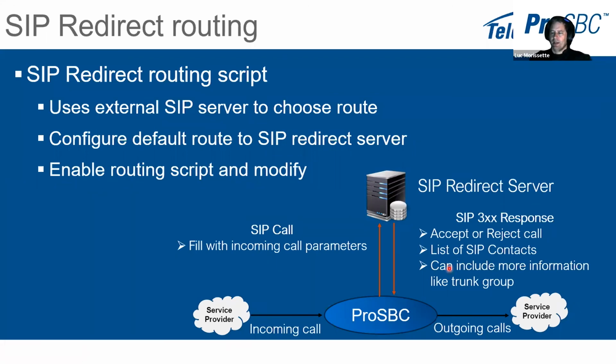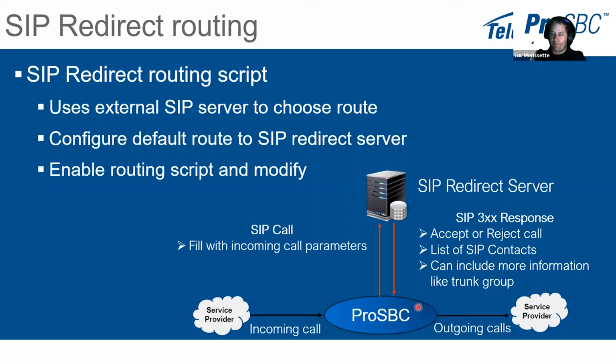Okay. You can also include more information in those SIP contacts, like the trunk group and other, call number and all this information. Right? When it returns this, then we choose how to route the call.